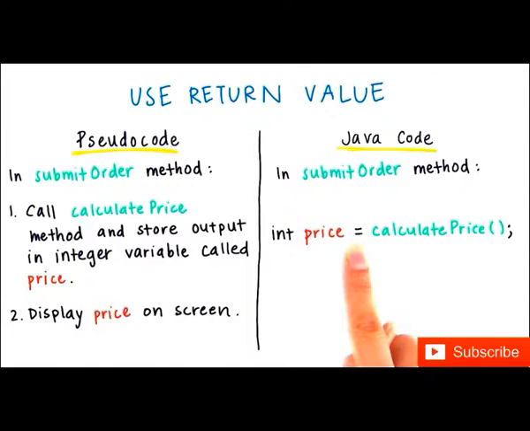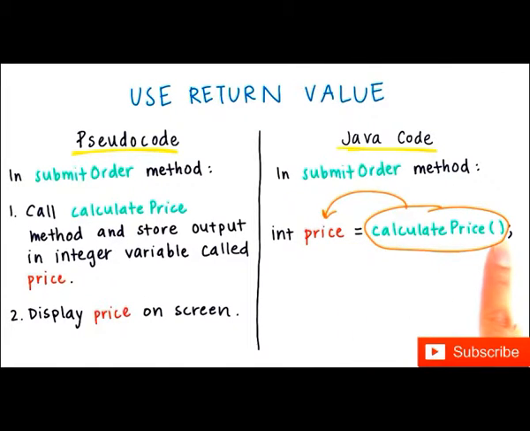Do you remember the assignment operator from lesson 2? Whenever I see this, I evaluate the right-hand side first. The calculate price method returns a single value, which is the order price, and that should get stored inside this local variable called price. Then we can call another method, displayPrice, and the input to that method is going to be the price variable that we just created.